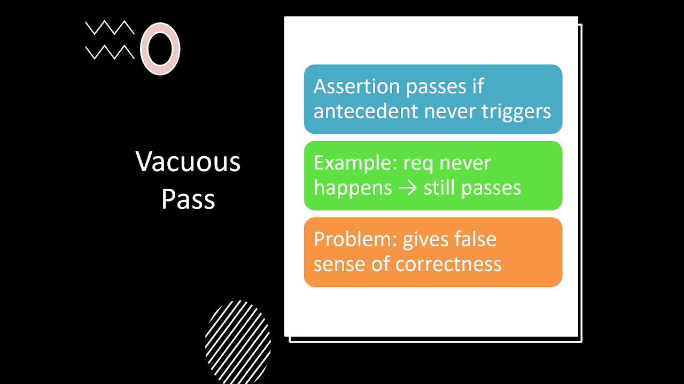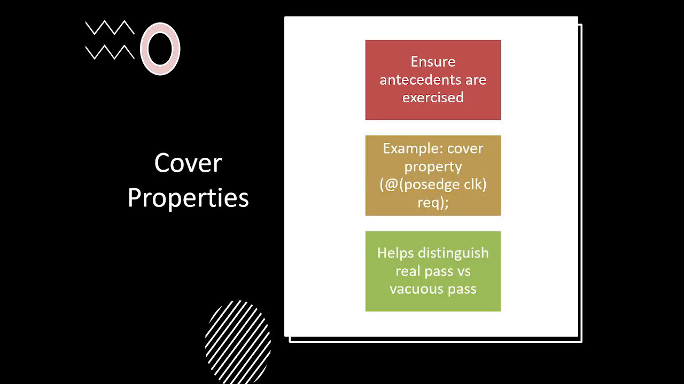On the other hand, we have cover properties as well. They help distinguish a real pass from a vacuous pass. Cover properties make sure the event is actually exercised. This way we avoid false passes. So cover groups and cover properties are important, nothing but coverage is important in order to do this.